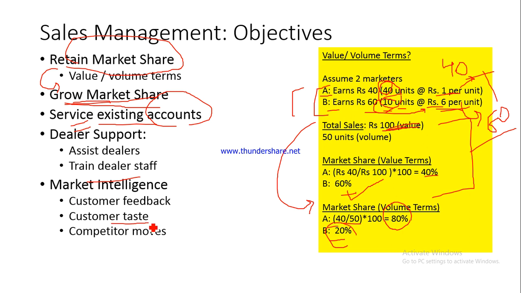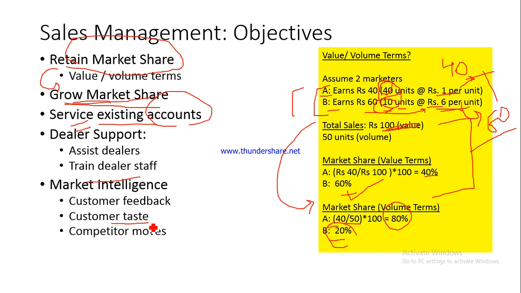Because that would mean that the customer's product choice would also change. So that implies that the company would also have to bring about a slow and gradual change in their product design because the customer tastes are changing. And if they don't design their products according to the customer taste, then what will happen? They will be wiped out from the market. So this information is fed to them by the sales organization, by the sales division only. So this is another objective that sales management has to achieve.